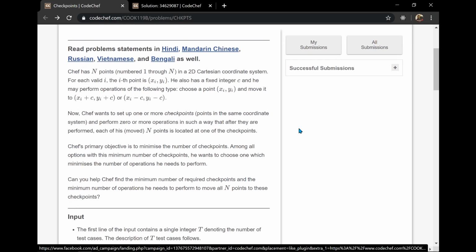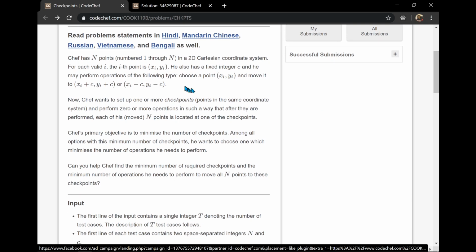Here is the problem statement. You can read the problem, but if I explain it in simple terms, it says that there are n points in a 2D Cartesian coordinate system. We are given the coordinates of all these n points and a fixed integer c. In one operation, we can move any of these points to (xi plus c, yi plus c) or (xi minus c, yi minus c). We will observe what this movement looks like in a few moments.